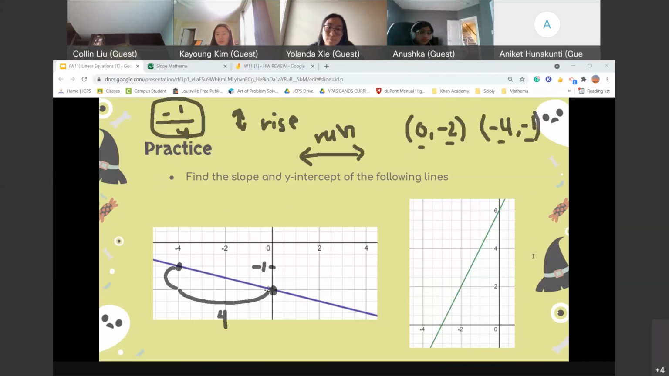Okay, did anybody figure out the green one? If not, we should just go through it together. Is it like 0/4? I put my answer in the chat. Who was that? Was that Colin? Yeah. Okay. The green line.